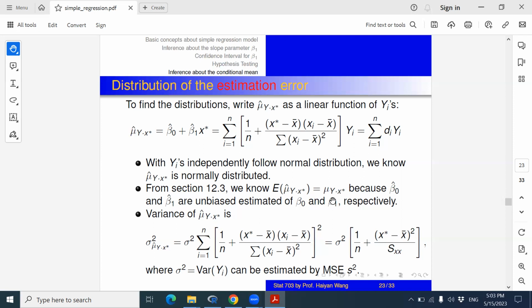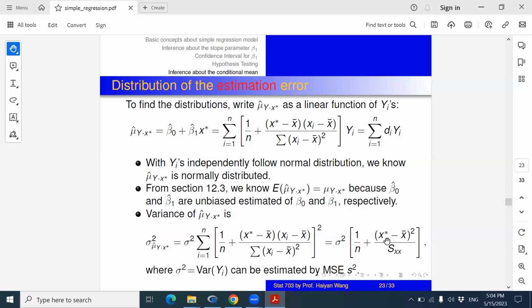And it's exactly equal to the true regression mean of y given x. Then when we look at the variance of this mu hat, a linear combination, when we compute the variance, we square the coefficient d_i. So here you see the square. And the variance of the y's, all of them are equal to sigma squared. So in the end, what we get is simply sigma squared, and then there's the 1 over n, and then plus this ratio.